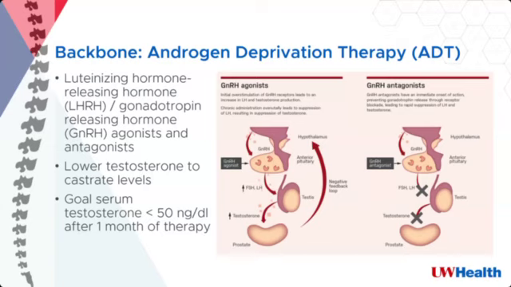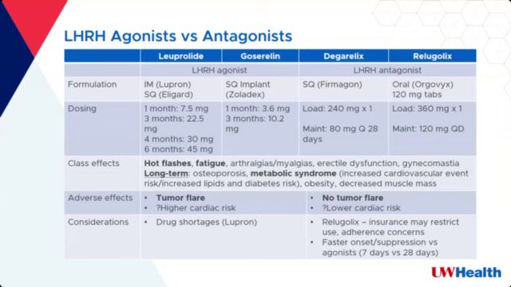On the flip side, with your GnRH antagonists, these actually shut down those GnRH receptors up front, which decreases FSH and LH and subsequently decreases testosterone. So it happens much faster, more rapid suppression of LH and testosterone, and we do not see that tumor flare with those agents.